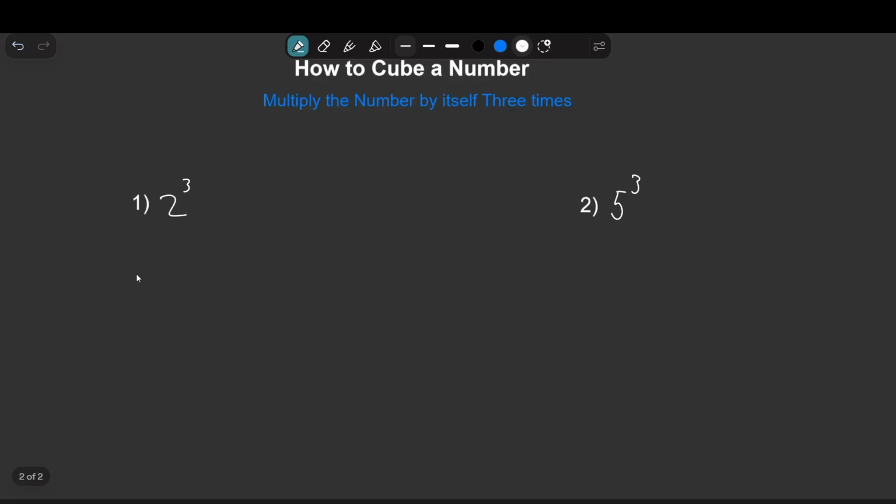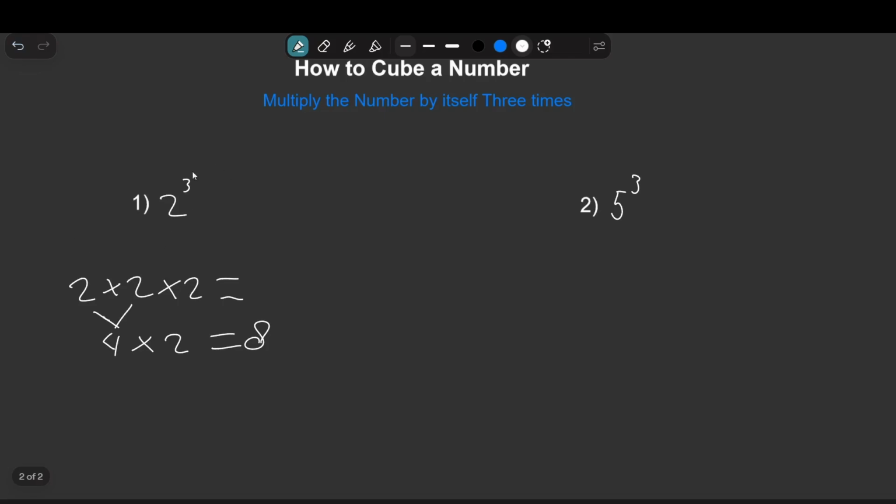So let's start by doing this. Pick the base, which is 2, and we do 2 times 2 times 2. This will give us 8, because 2 times 2 equals 4, and 4 times 2 will equal 8. So 2 cubed equals 8.